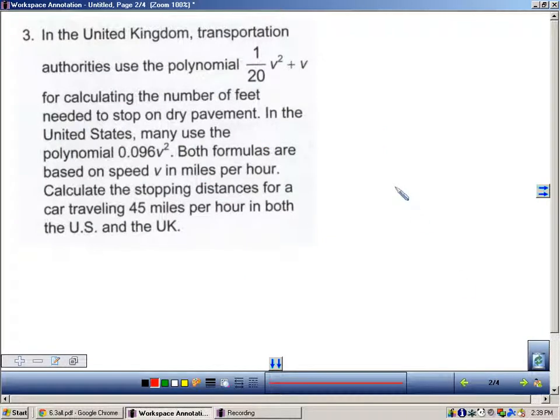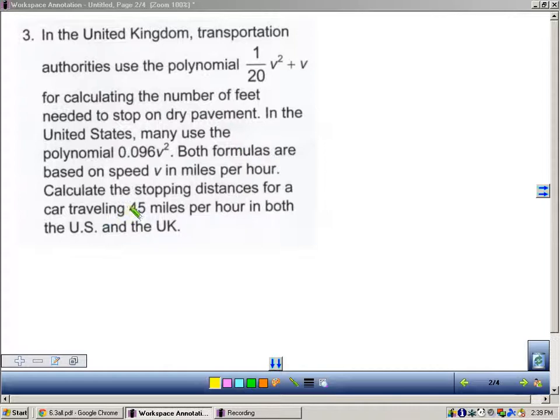Next question is involving how long it takes to brake given a travel speed, which we call velocity. So in the United Kingdom, the authorities use a polynomial 1/20th v squared plus v. V is the velocity or miles per hour that you travel, for calculating the number of feet needed to stop on dry pavement. In the United States, many use the formula 96,000 v squared. Both formulas are based on speed, v, in miles per hour. Calculate the stopping distance for a car traveling 45 miles per hour in both the UK and the US.